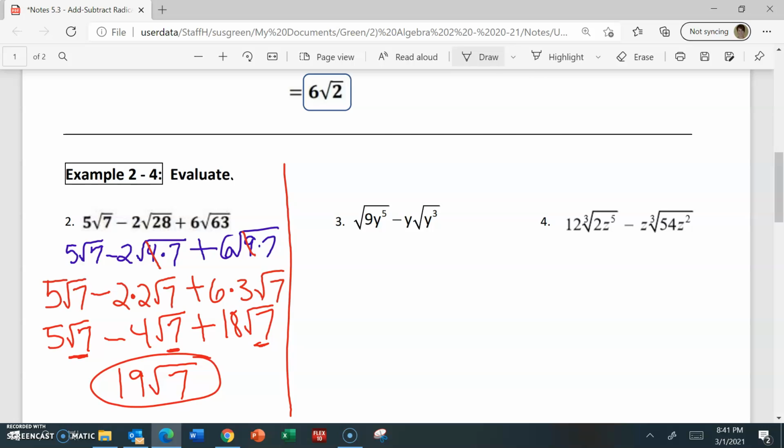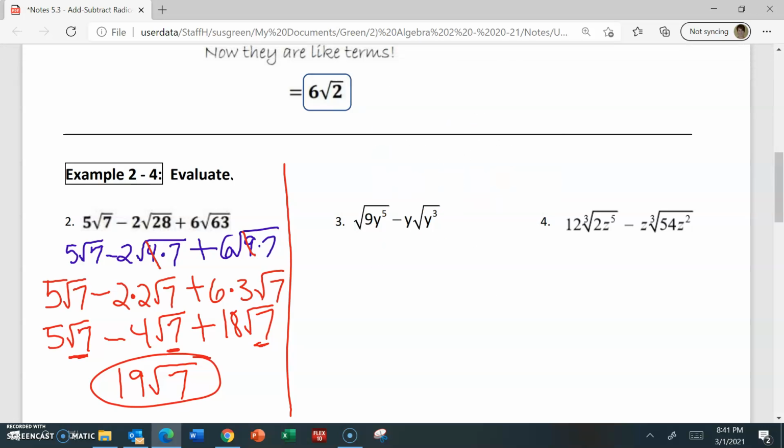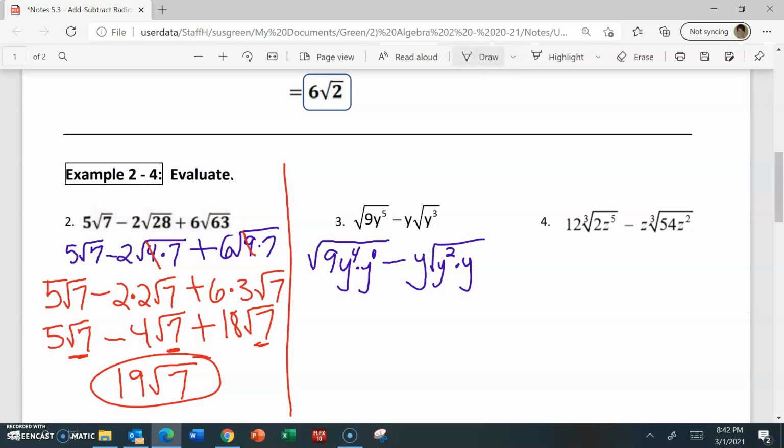Now, in our last section, we really practiced a lot on making sure you could handle variables underneath. So right now we have a square root of 9y to the fifth minus y times the square root of y to the third. Well, I know I can take the square root of 9, but since y to the fifth is not divisible by 2, I'm going to write this like we did last section as y to the fourth times y to the first. Okay? Now, for y to the third, I'm going to write it as y squared times y to the first. Once again, I haven't changed the value of anything. I'm just writing it as factors so that I can break it up.